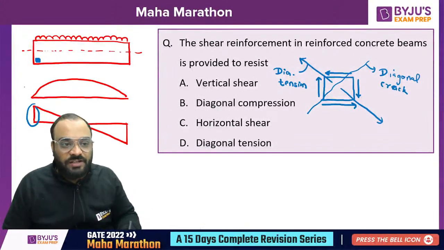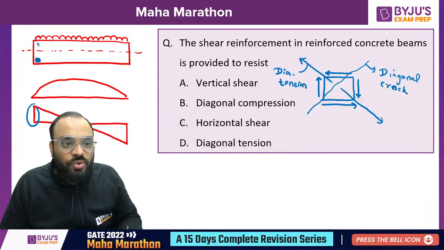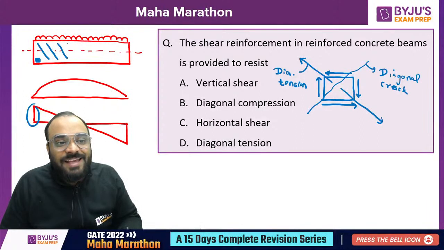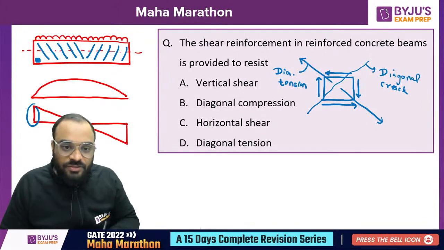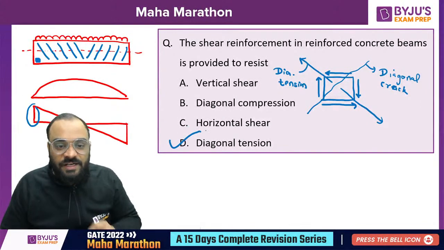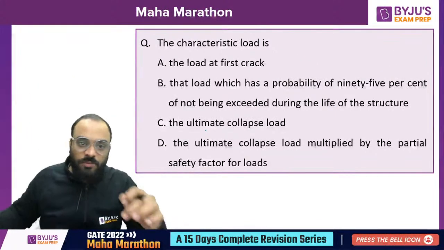Now let me show you that, guys. So generally what we are trying to do is provide the shear reinforcement like this so that it can take the diagonal tension part. And ultimately it will be safe in case of shear failure. Clear? So that is the reason, guys. So D is the correct answer for this particular problem.